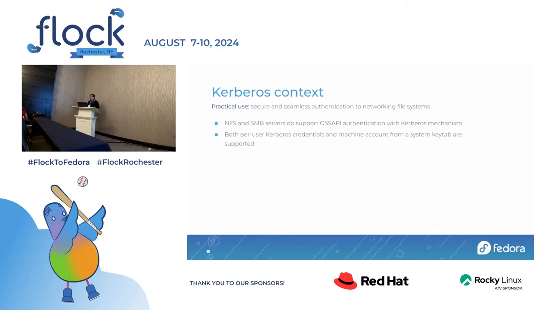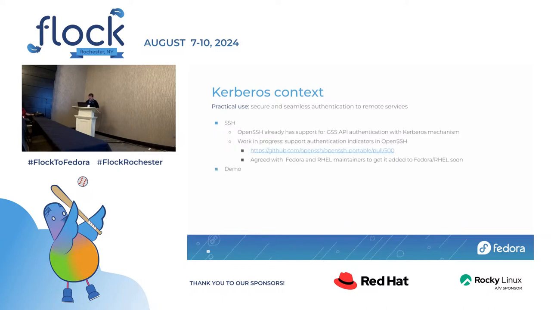The use cases are typically network bound. So NFS and SMB servers, they work with the Kerberos mechanism. They use what's called GSS API. It's a generic API to do all of the authentication and authorization stuff. And it supports both per-user credentials and machine credentials, the way NFS works, the way SMB works. So it's kind of transparent. If you have credentials in your credential cache, they will be used transparently by the underlying drivers for these networking file systems.